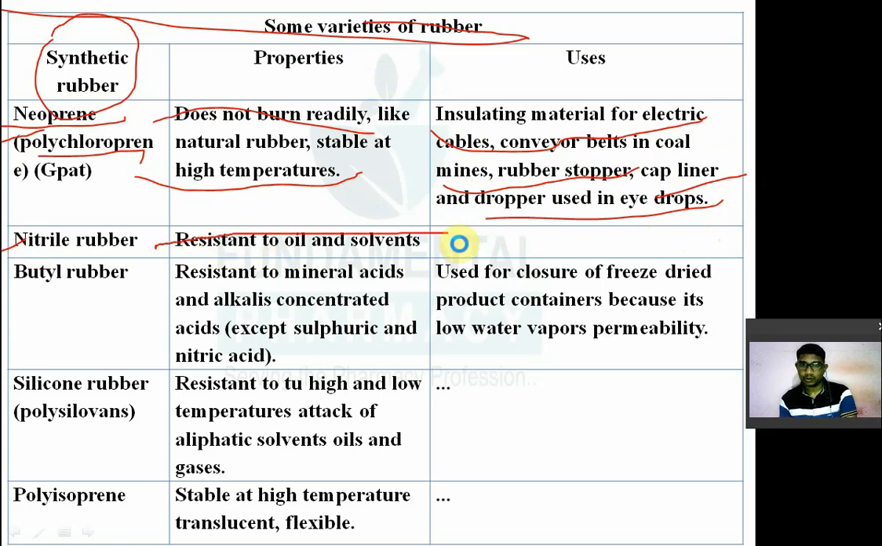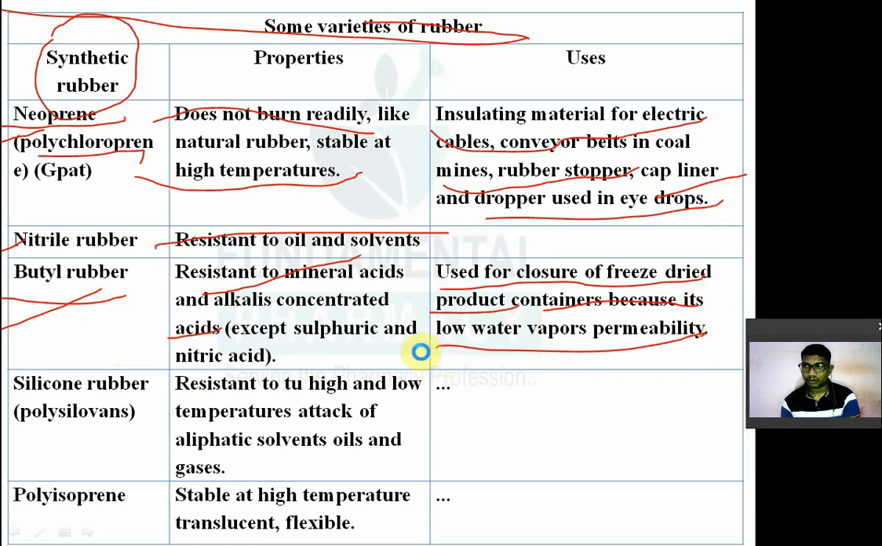Third one is a butyl rubber. Butyl rubber, resistant to mineral acids, alkali and concentrated acid, except सल्फ्यूरिक एंड नाइट्रिक एसिड. एक्चुअली ये ब्यूटाइल रबर जो है दैट इज रेजिस्टेंट टू एसिड एक्सेप्ट सल्फ्यूरिक एंड नाइट्रिक एसिड. सो इट इज यूज्ड फॉर क्लोजर ऑफ फ्रीज ड्राइड प्रोडक्ट. कंटेनर के ऊपर जो क्लोजर होता है पर्टिकुलरली फॉर फ्रीज ड्राइड प्रोडक्ट. So it is used because it has a low water vapor permeability.